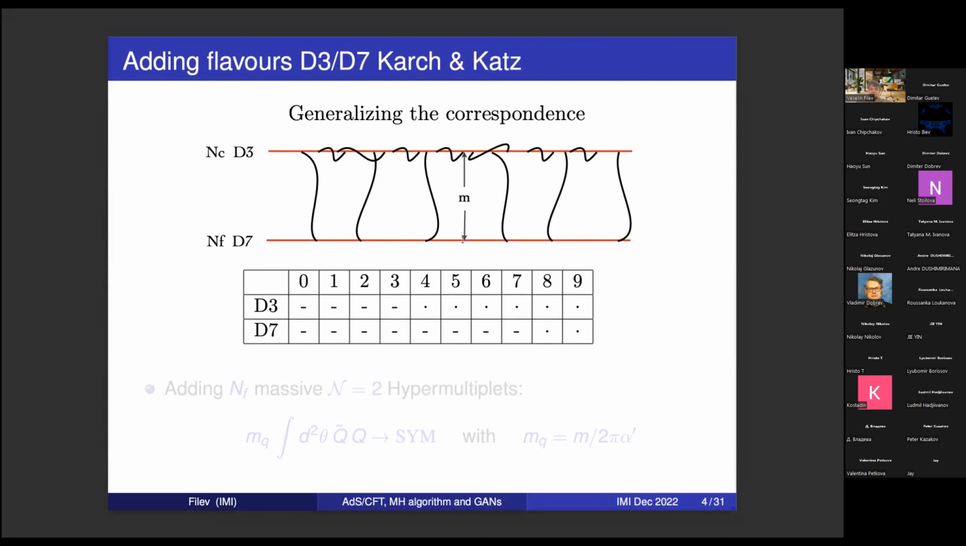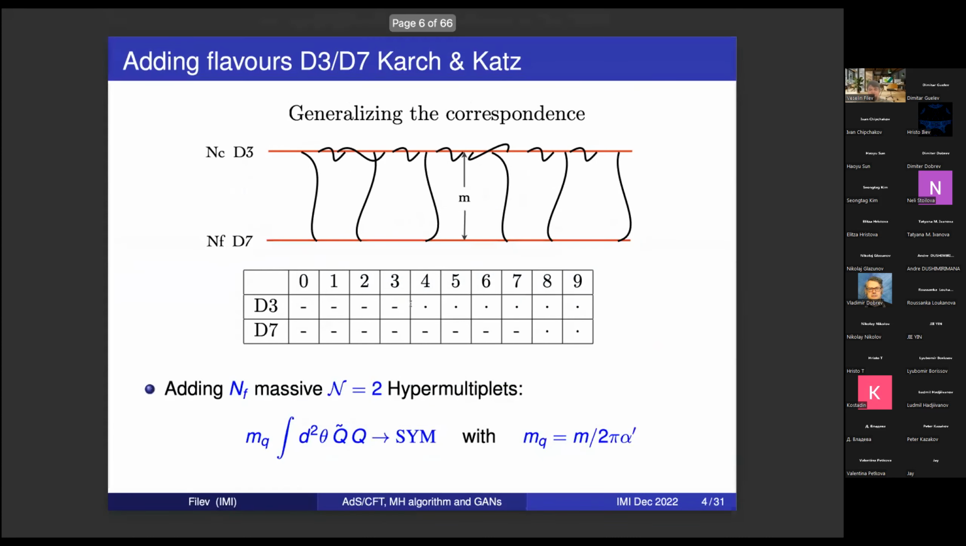And now the nice thing is that you know that the mass of the flavors is dual to the condensate. And knowing that the mass corresponds to the separation of the D3, D7 branes, this will give you a parameter that you can use as a source in order to calculate the condensate of the theory.